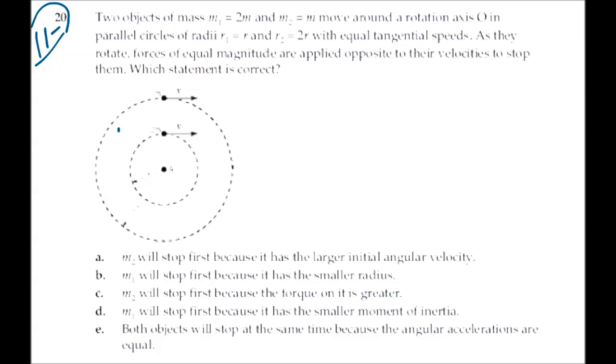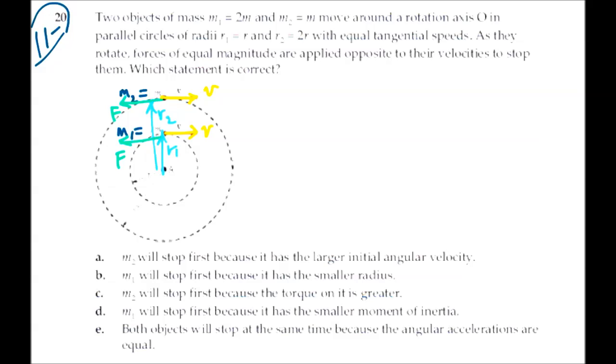So we have mass 1, m1, which is this one, and m2, which is this one. m1 has a moment arm r1, and m2 has a moment arm r2, r2 being twice as long as r1. They both have the same force working against them, and they both have the same initial tangential velocity in the forward direction.